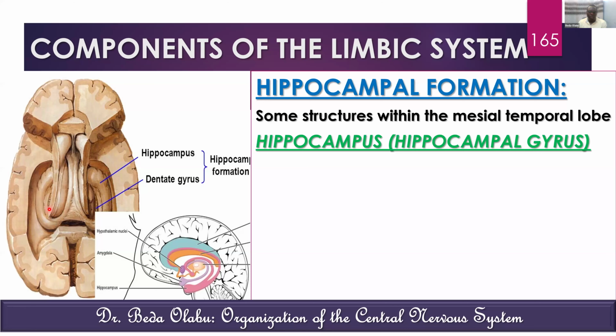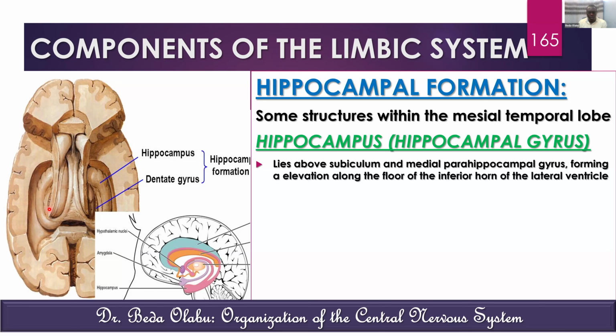Third component of the hippocampal formation is the hippocampus itself. You may want to call it hippocampal gyrus or just hippocampus or other terminologies. It lies above subiculum, as we just saw, and medial to the parahippocampal gyrus. When you look at it from above, it forms an elevation along the floor of the inferior horn of the lateral ventricle, as we can see in this particular image. So this is the hippocampus. Anteriorly, it has some things which look like knuckles, and it's a bit swollen anteriorly than posteriorly.